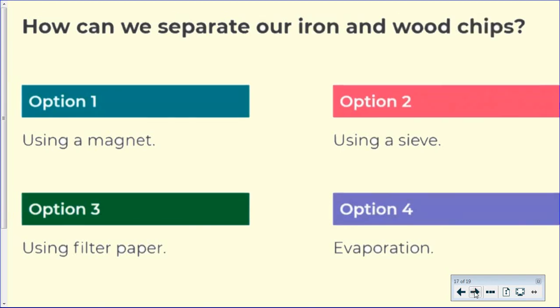How can we separate our iron and wood chips? Could you use a magnet? Could you use a sieve? Could you use filter paper, or would you use evaporation? Well done if you said you use a magnet. Obviously iron is magnetic, and you'd be able to use a magnet to remove the iron from the wood chips and separate the two items.